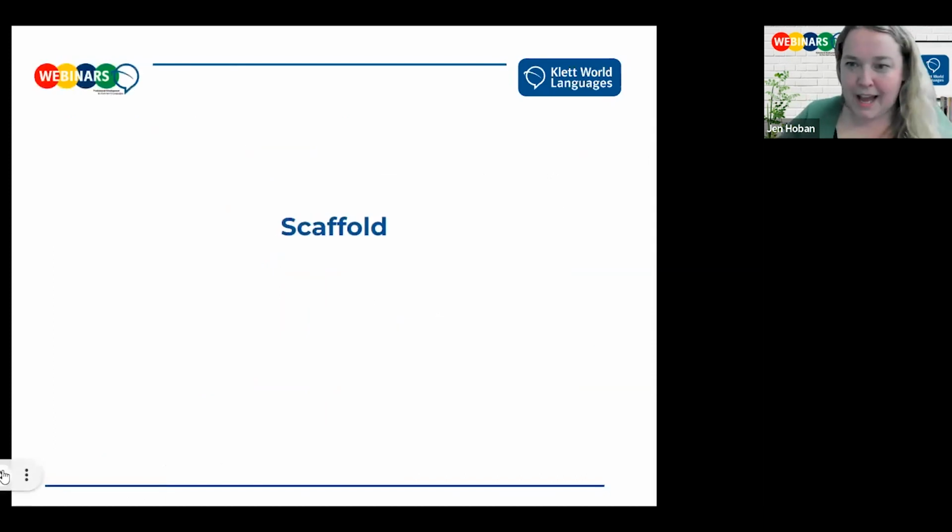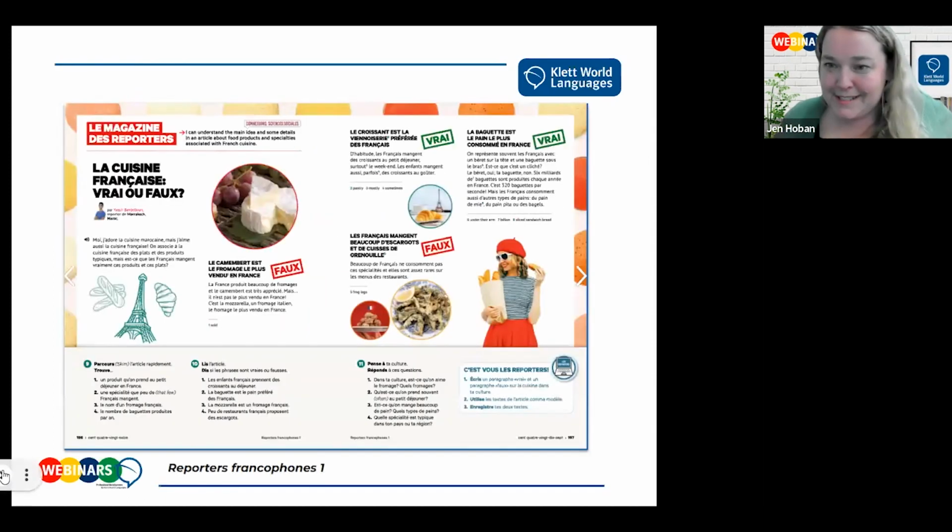Okay, scaffolding. So this is another article from Les Reporters. And it's got quite a lot going on here. So I want you to take a look at it. I love how very quickly you see all of these images, right? There's pictures all over the place. And this is all short paragraphs. So if you took the text and put it all together, this would be quite long, but it's chunked into smaller paragraphs. Each paragraph has a picture that's going along with it.